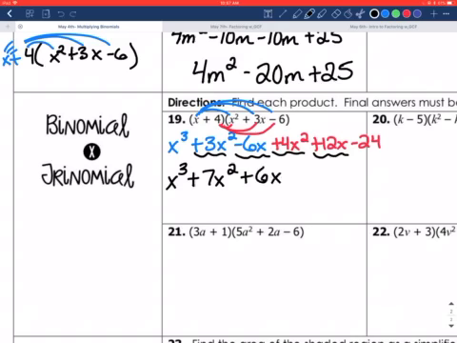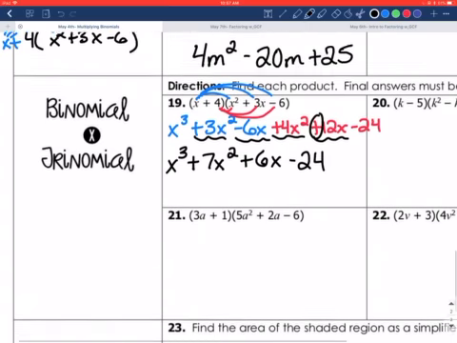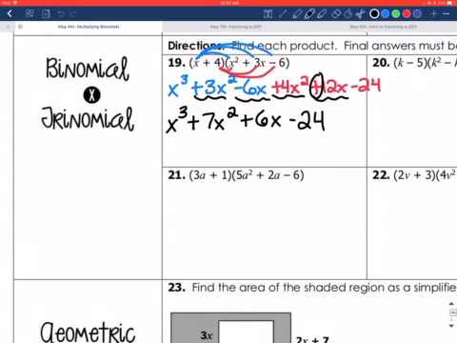subtract 12 minus 6 and take the sign of the bigger number, which is a plus. And then minus 24. And that is your final answer there. So a lot of steps, but really not difficult math.